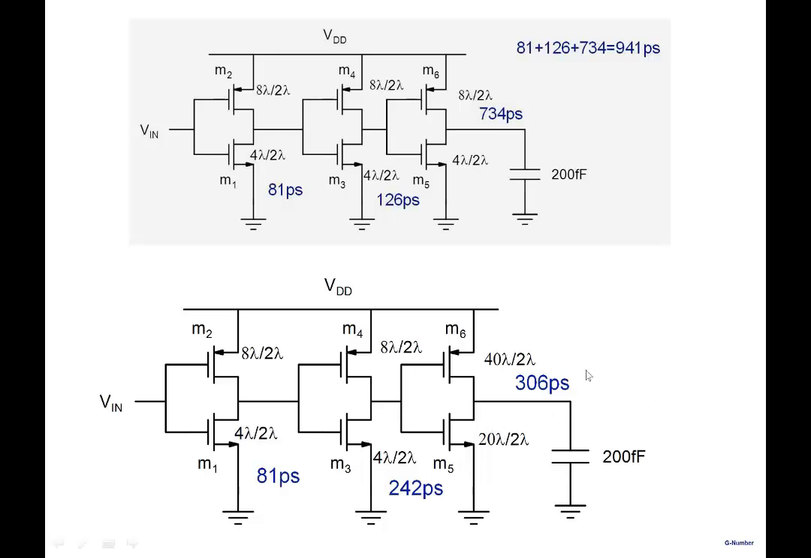Why? Because note that the delay of this particular gate depends also on the rise time and the fall time of the input. So when you increase the capacitive load on this one, it's no longer 126 picosecond, it became 242 picosecond. And the rise time and the fall time have increased, and that causes this particular one to be affected also. So it doesn't decrease by 5. So what we end up getting is 81 plus 242 plus 306, 629 picosecond. Right?